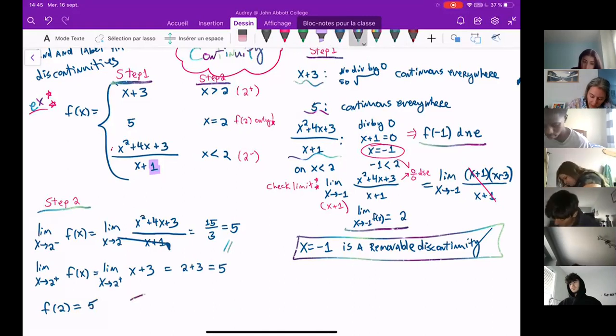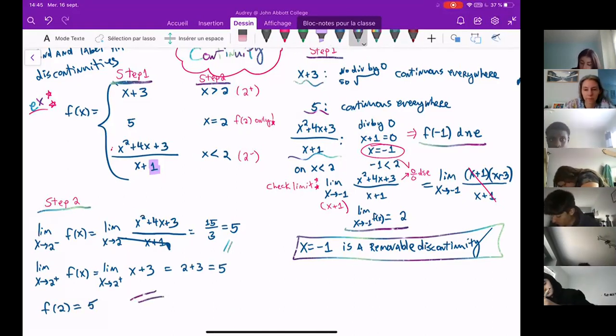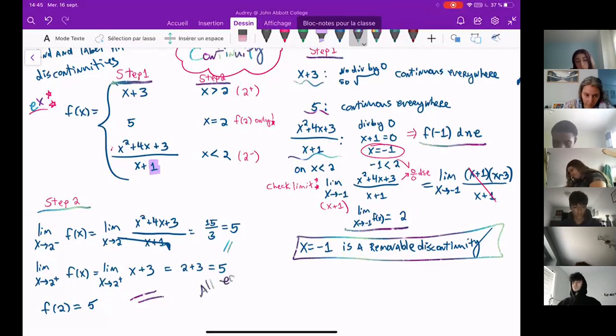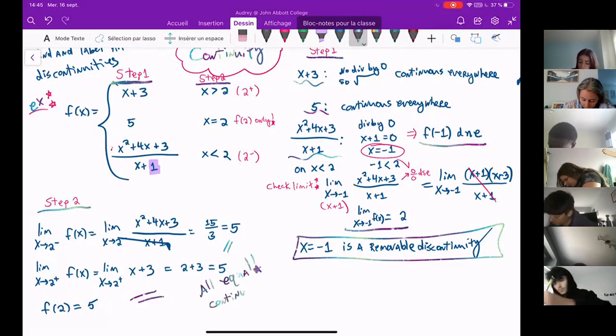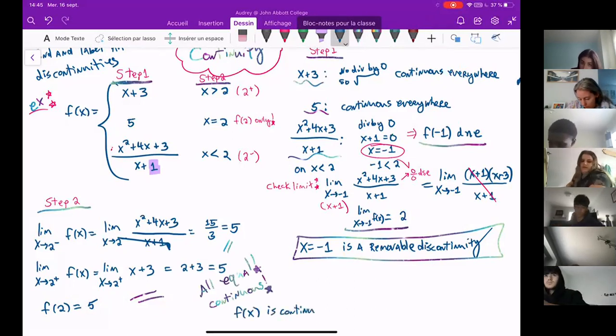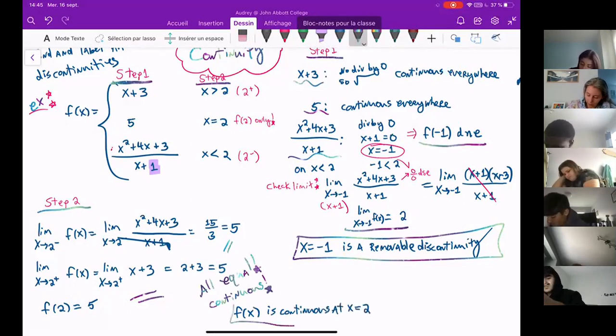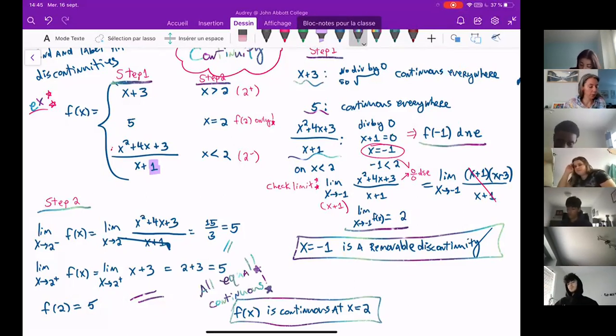So are all 3 of these things equal here? What does that tell me? What's going on at x equals 2? You got it. All equal. So that means it's continuous. So f of x is continuous at x equals 2. So what we've seen so far is that a breakpoint can be an infinite discontinuity. It can be a removable discontinuity. It can be a jump, but it can also be continuous.